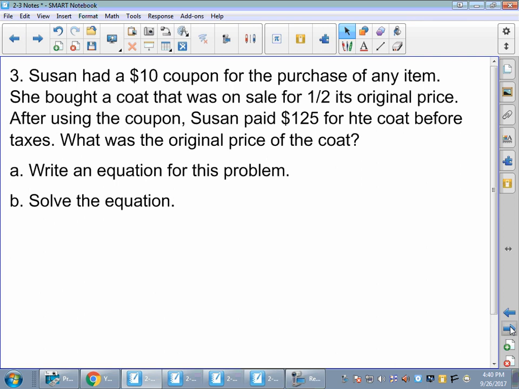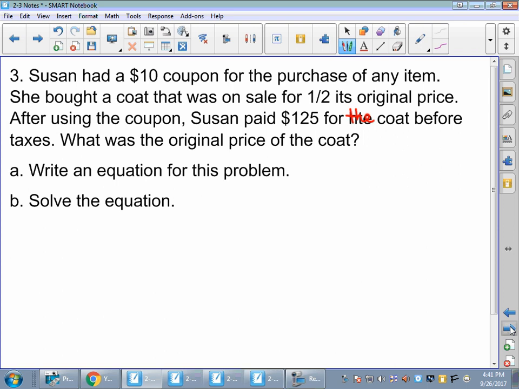All right, here's our story problem. Susan had a $10 coupon for the purchase of any item. She bought a coat that was on sale for half its original price. After using the coupon, Susan paid $125 for the coat. Before taxes, what was the original price of the coat? So write an equation for this problem and solve.